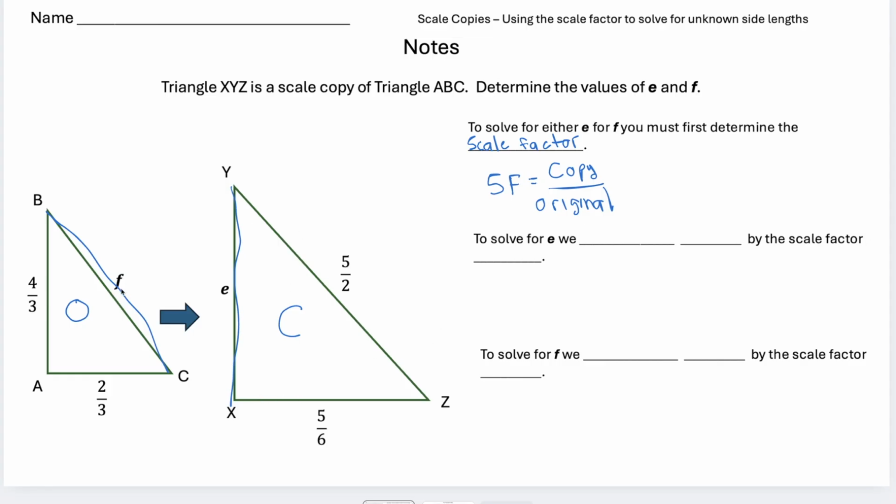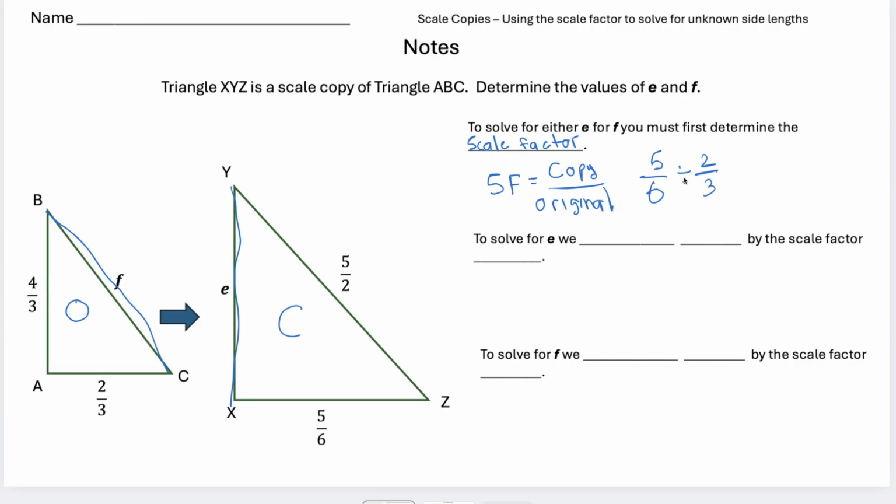Take a look at these two shapes here. The two sides that look like we have information for are the bottom parts. So we know this is 2/3 and this is 5/6. In order to get the scale factor, I need to do 5/6, and I'm going to divide it by the original value, which is 2/3.